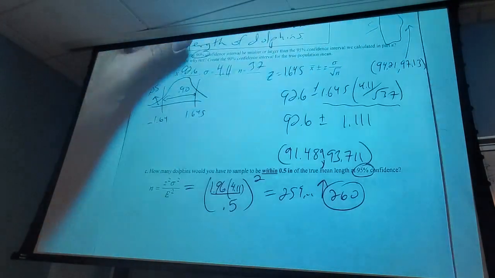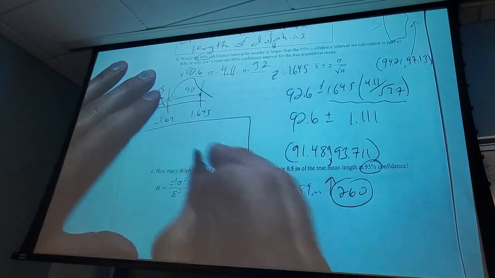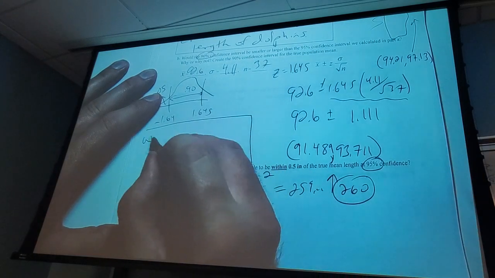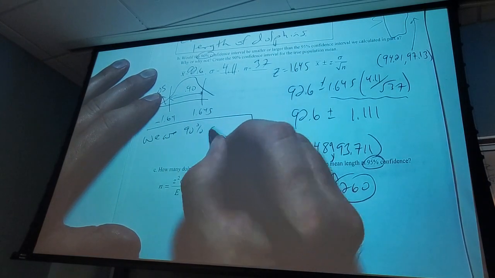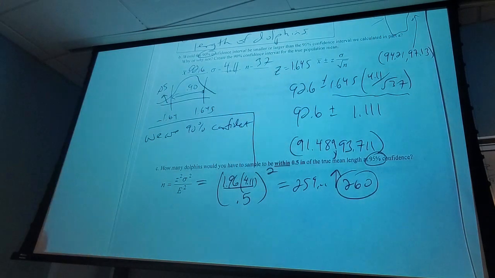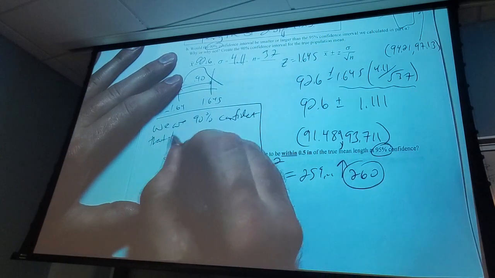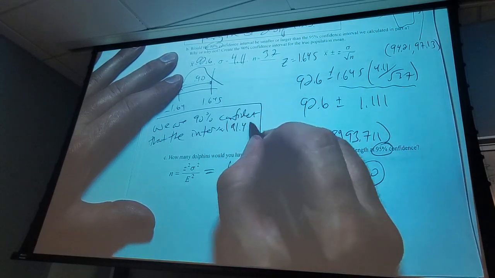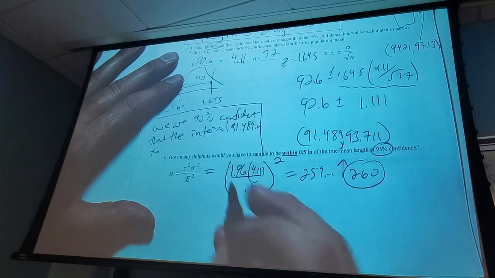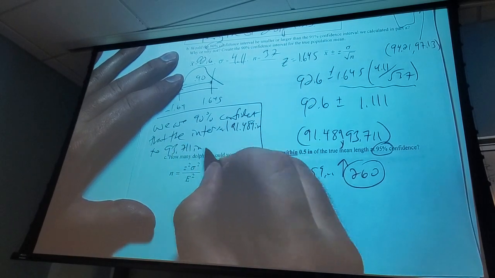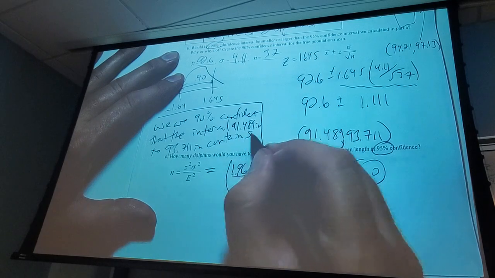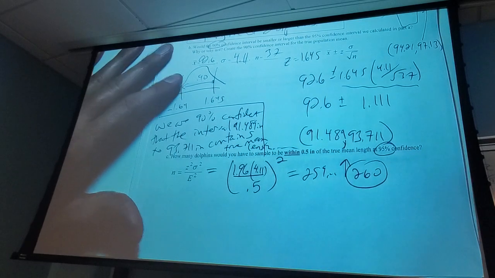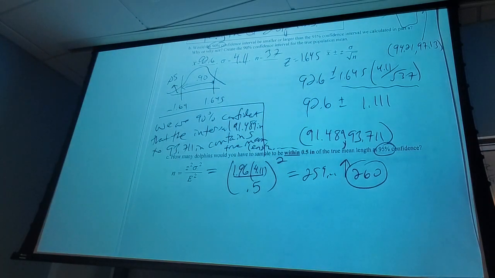Oh yeah, sure. My fault. I was zooming along up to this one. So how would I write this statement for part B? We are 90% confident that the interval 91.489 inches to 93.711 inches contains the true mean length of dolphins. Okay. You guys kind of with me?